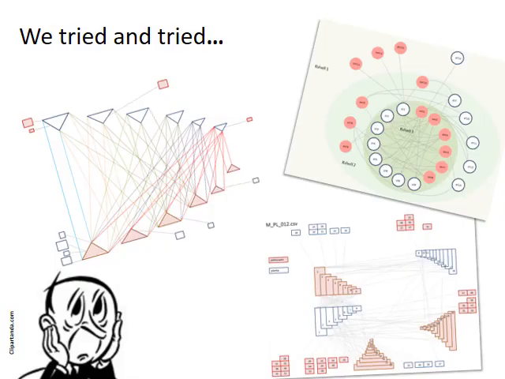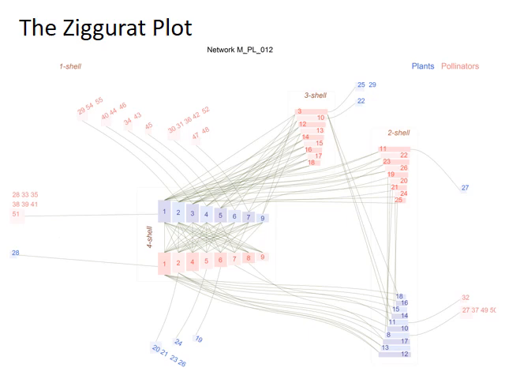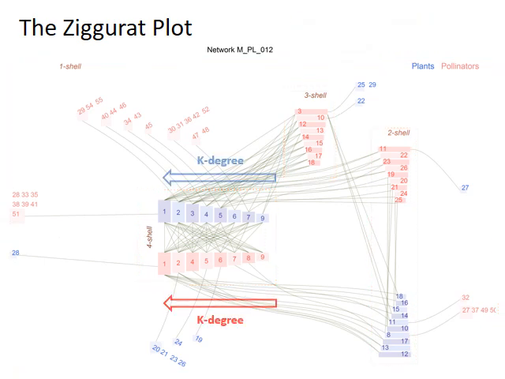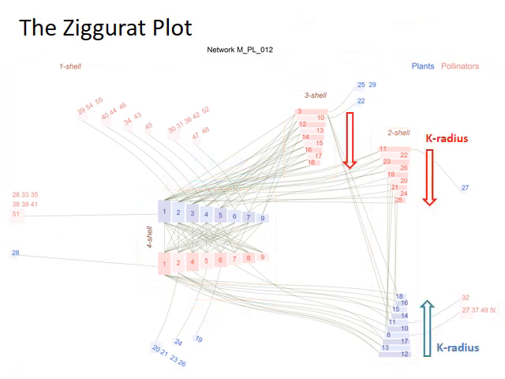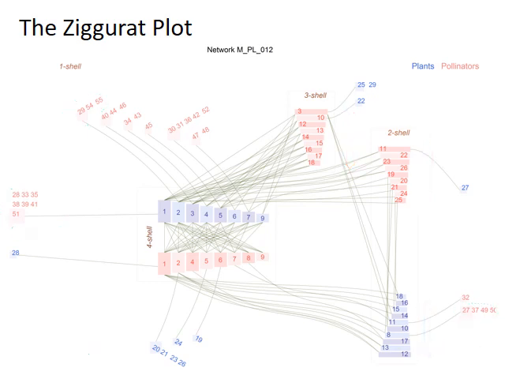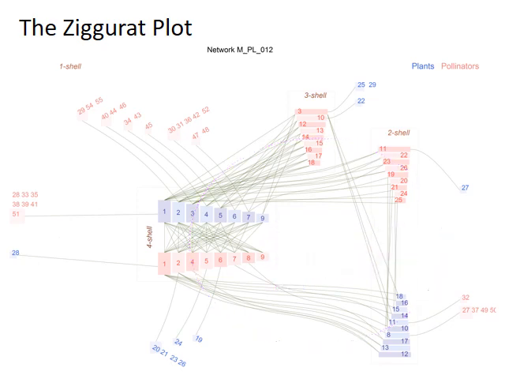We wanted the ultimate visualization of mutualism. We tried hard with several failures, until we arrived at a Babylonian solution. I introduce to you the ziggurat plot. Space is organized according to K shells with the innermost core on the left. Species are placed by K degree and K radius. One shell species tied to the same higher shell species are grouped. The almond shape of the inner space makes it possible to link any species without overcrossing the ziggurat boxes.